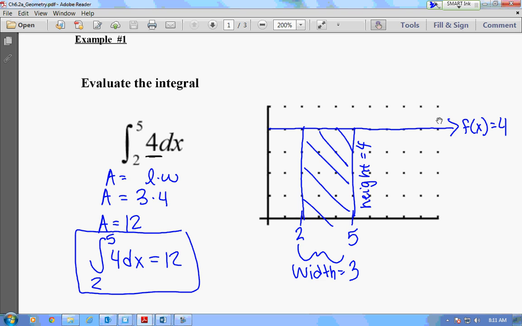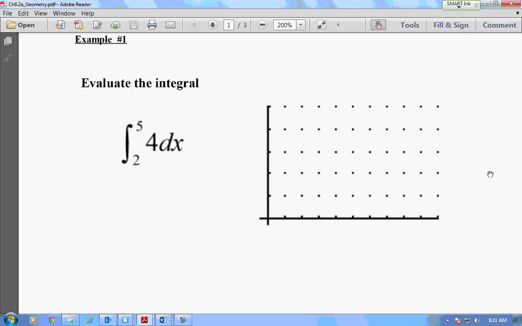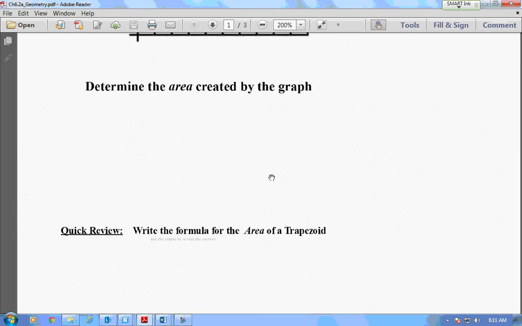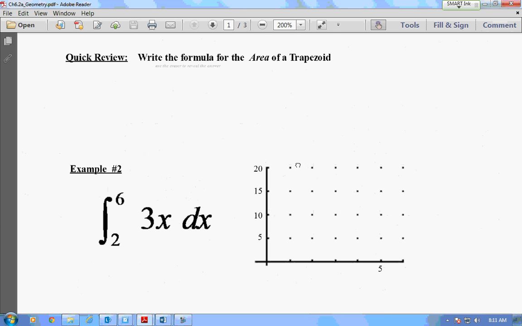The same thing. I think on the right side I skipped that one. Is that the same thing? Mine's different than you guys' is. Determine the area created by the graph. We already did that while doing example 1.